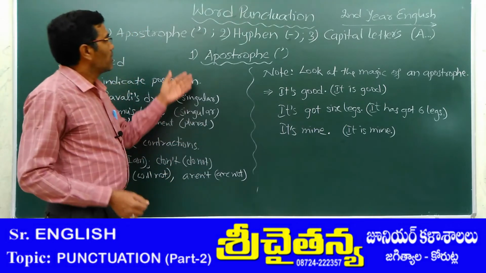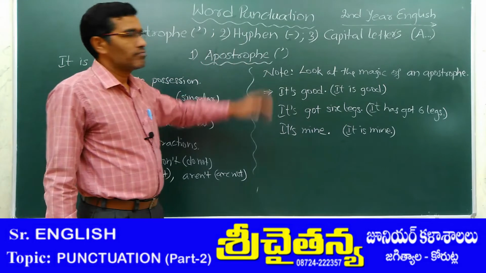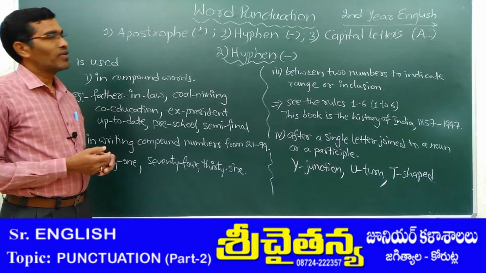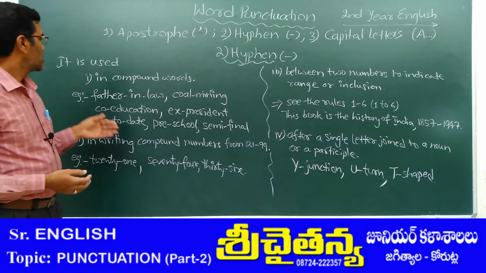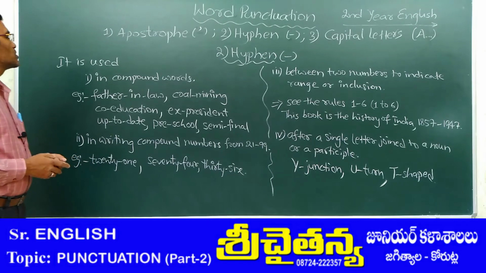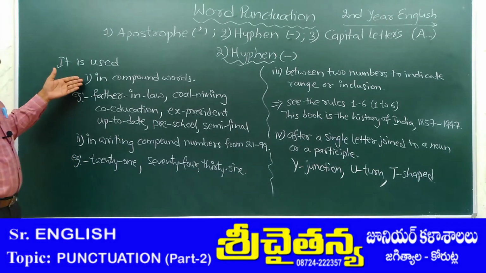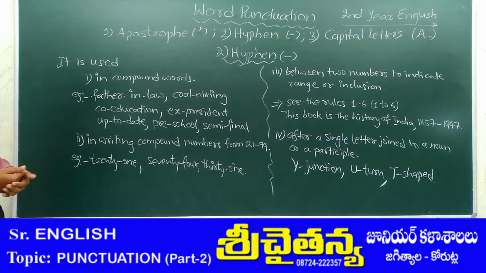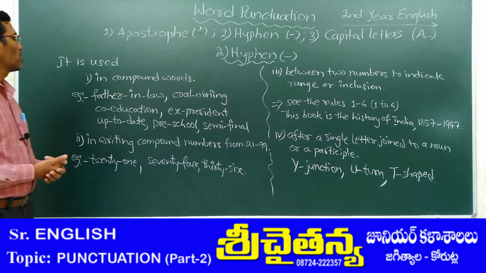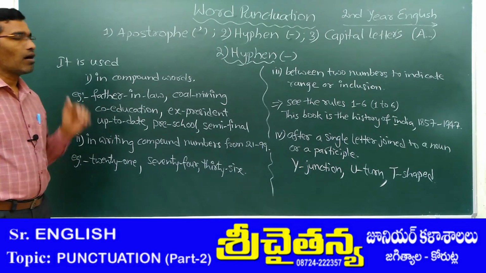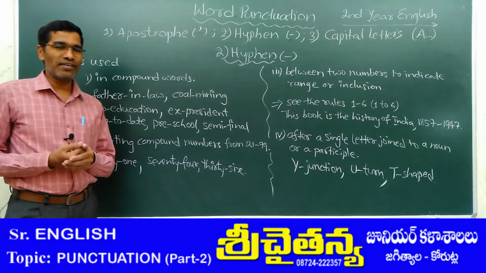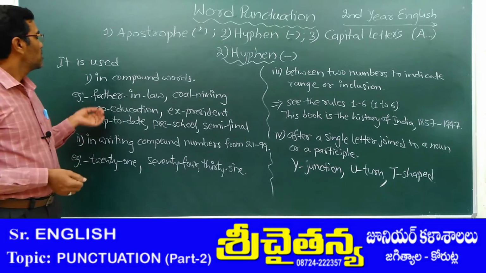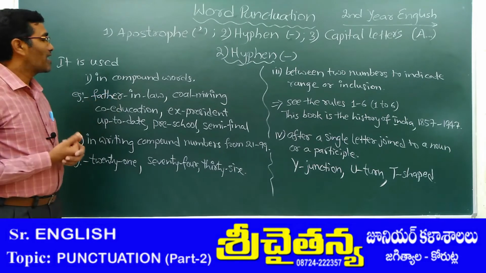Next, let us move to hyphen. Hyphen is the second word punctuation mark. Let us see where we use hyphen. First, it is used in compound words. For example, father-in-law. A compound word is a word that consists of more than one word. Right? Here, in father-in-law, we can find 3 words.